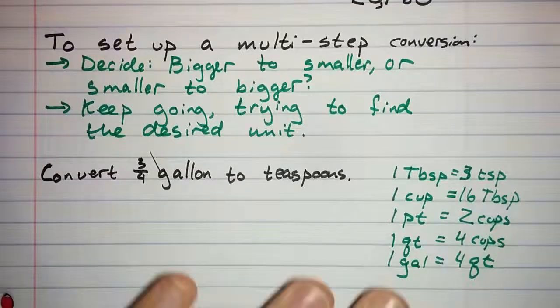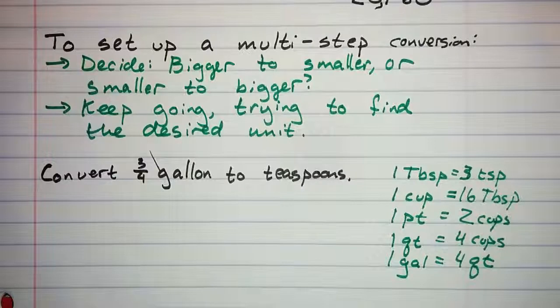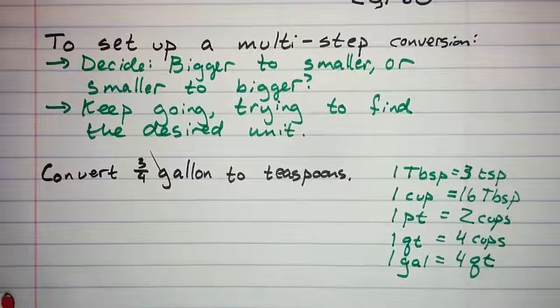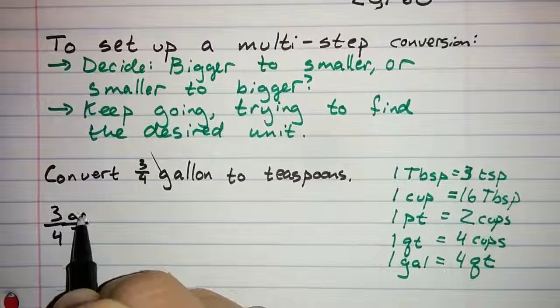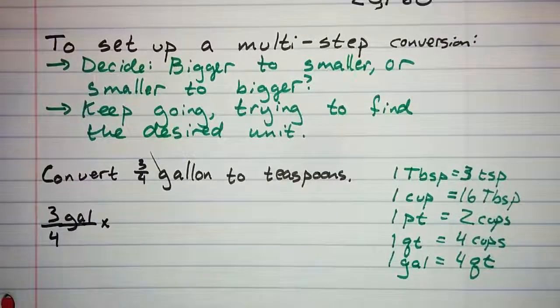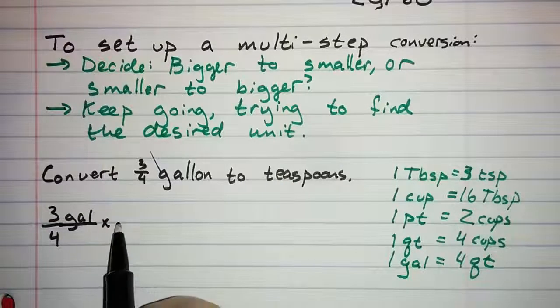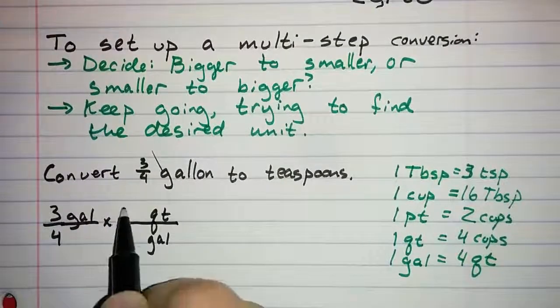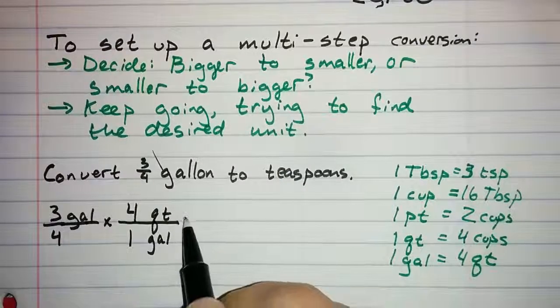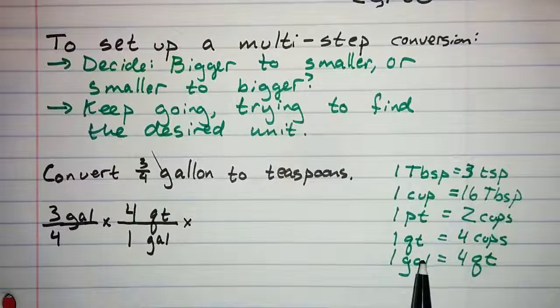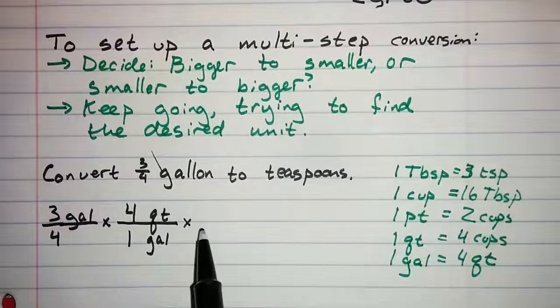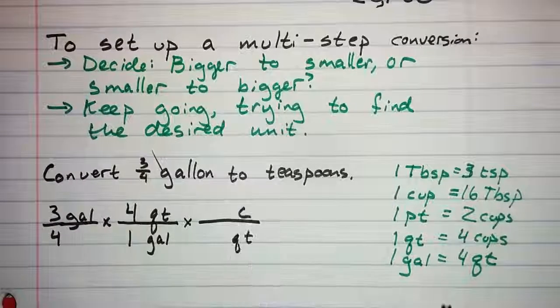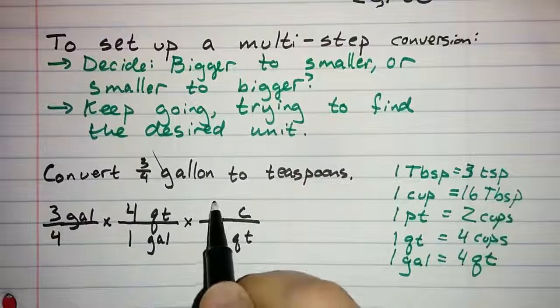All right. A gallon, looking at this, is clearly bigger than a teaspoon. So we're going from a bigger unit to a smaller unit. We'll have 3/4 gallons times. Well, from gallons I can only go to quarts. I have 1 gallon is 4 quarts. From quarts I can go back to gallons, but that's going from smaller to bigger. Or I can go down to cups. I must want to go down to cups. So 1 quart is 4 cups.